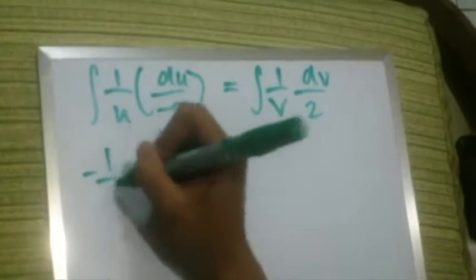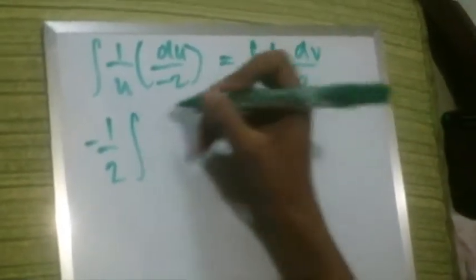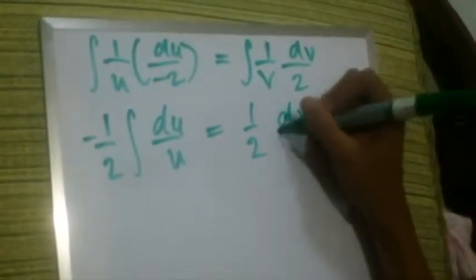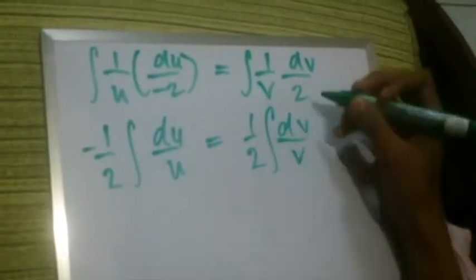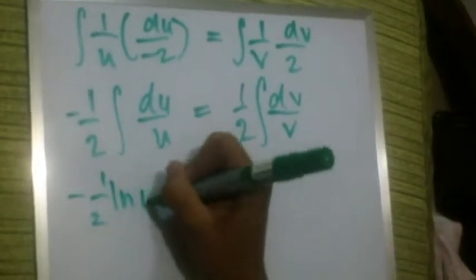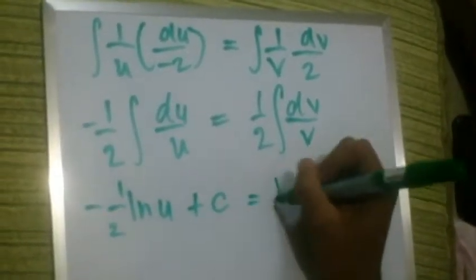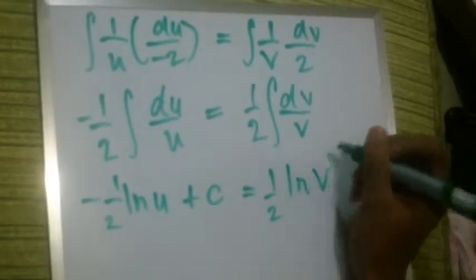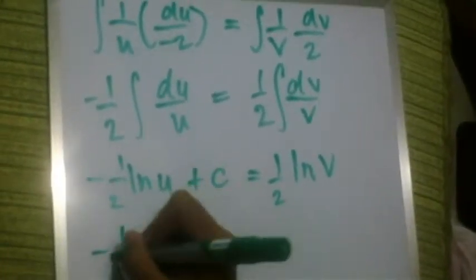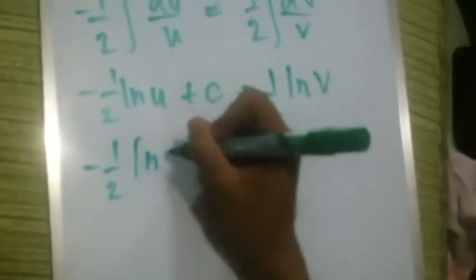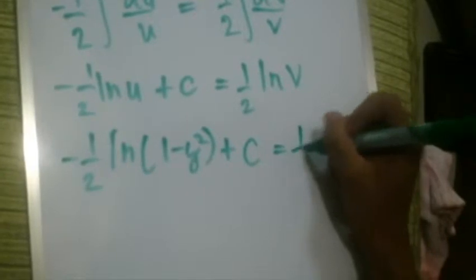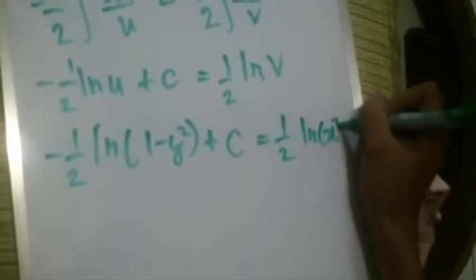Then, negative 1 half integral of du over u is equal to 1 half integral of dv over v. The answer would be negative 1 half ln of u plus c is equal to 1 half ln of v. Substituting the values given a while ago, the result would be negative 1 half ln of 1 minus y squared plus c is equal to 1 half ln of x squared plus 1.